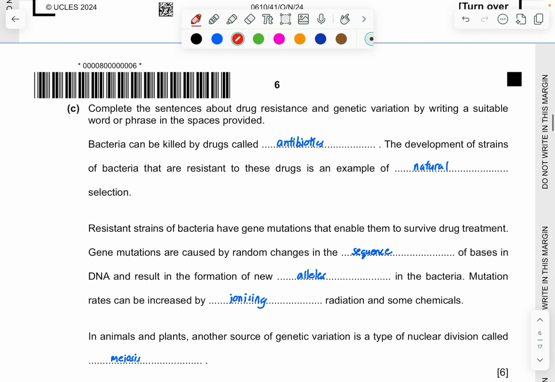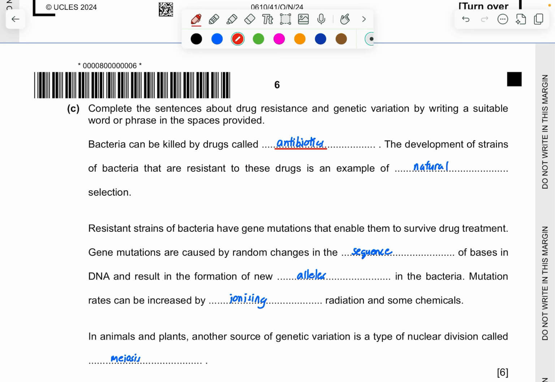Okay. Part C, complete the sentences. This is a very common question you see since 2023, and you must expect at least one of these kinds of questions in future examinations. Bacteria can be killed by drugs called antibiotics. This is quite straightforward. Make sure your spelling is correct. If there's one letter missing in your spelling, automatically you're going to get it wrong.